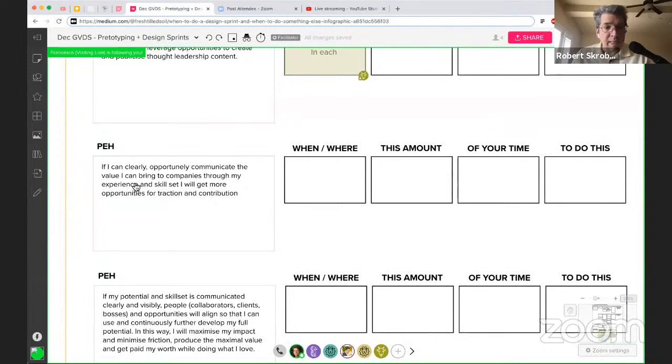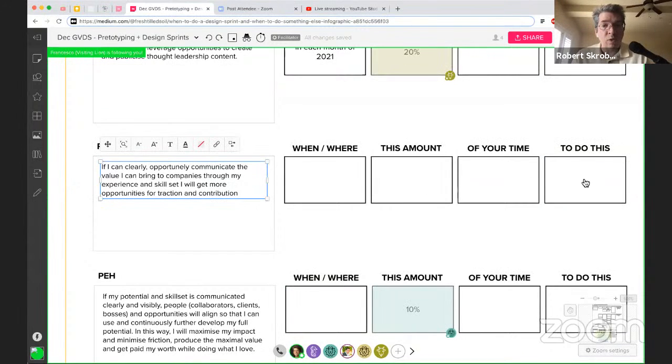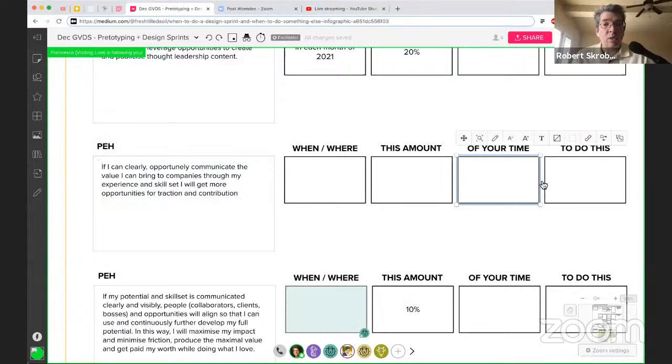So in this example, it's communicate the value I can bring to companies through my experience and skill set and get more opportunities for traction. The why or the how, I don't know if it is detailed here for this person, but it may need to be. Once you figure out how you're going to do what you say you're going to do for the outcomes that you want, what action you're going to take, you're going to go into this square right here and say what amount of your time you are going to spend.